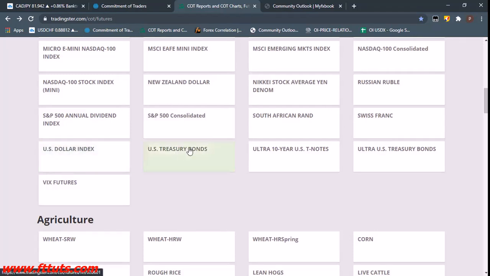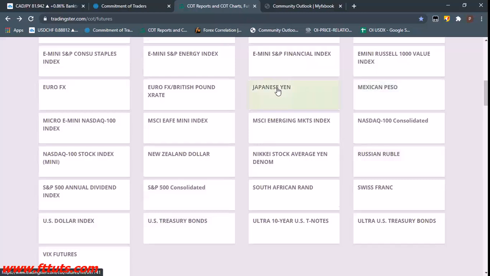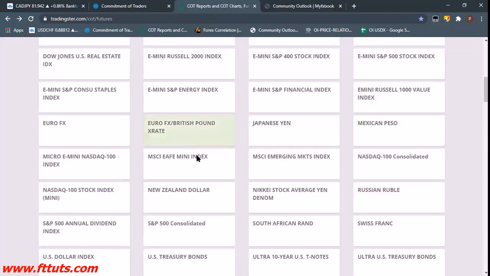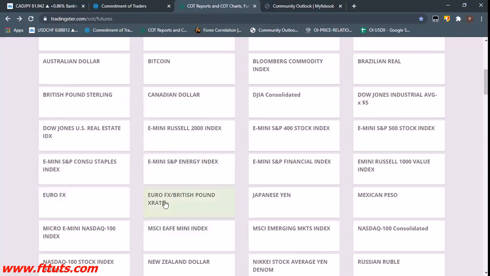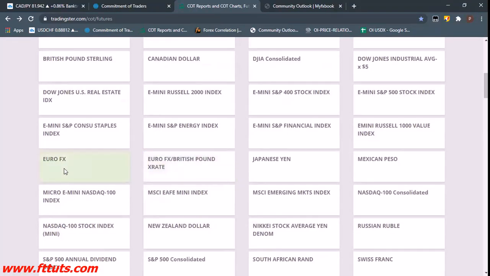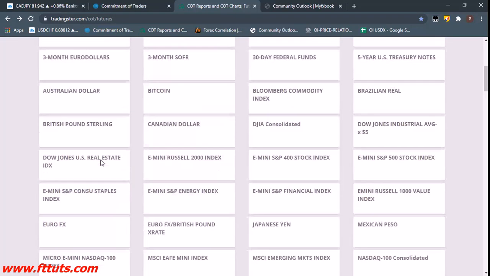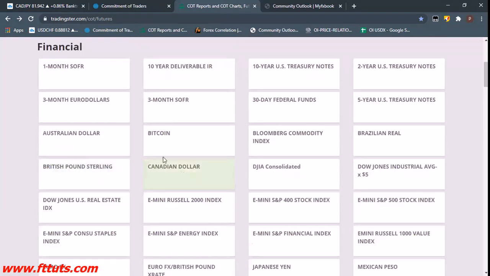So we have US dollar index, South African rand, Swiss franc, Russian ruble, Japanese yen, Mexican peso. Even this one has more, but we'll also find them on that other one. Exotics, New Zealand, Euro, Canadian dollar, and also about Euro. Don't ask me if you can analyze Euro FX, British pound like this. No, you would look at Euro as it is. As with British pound sterling, Canadian, Bitcoin, Australian.